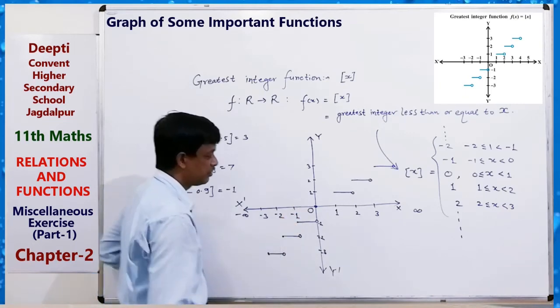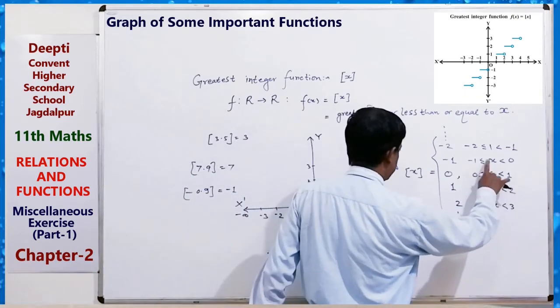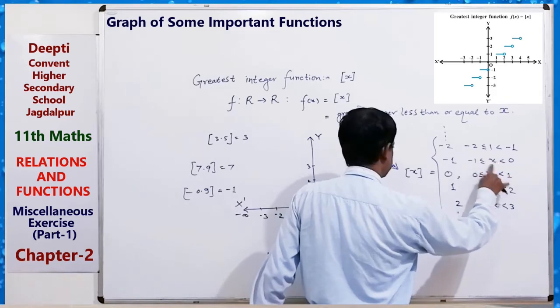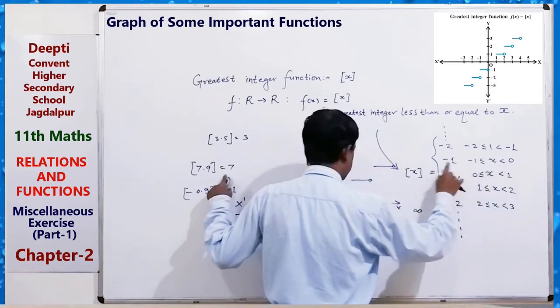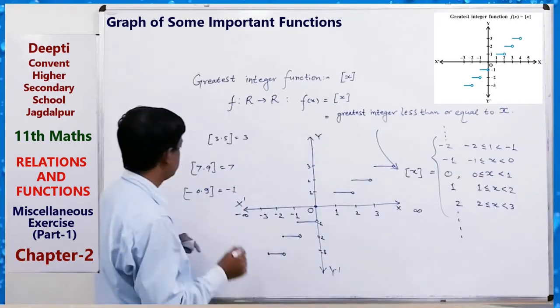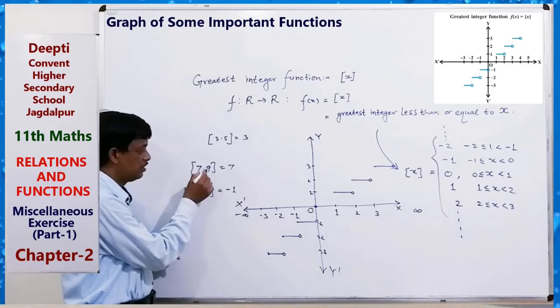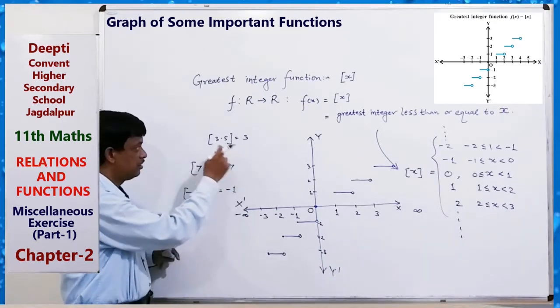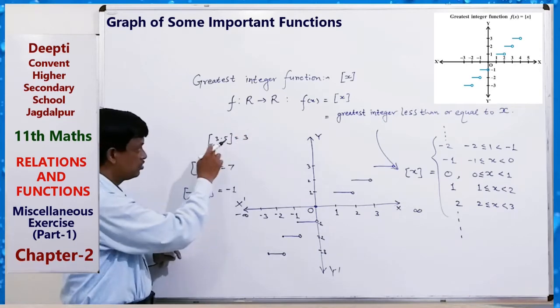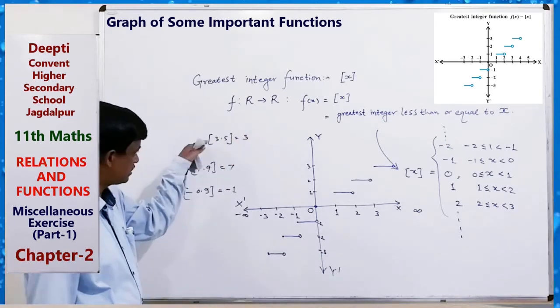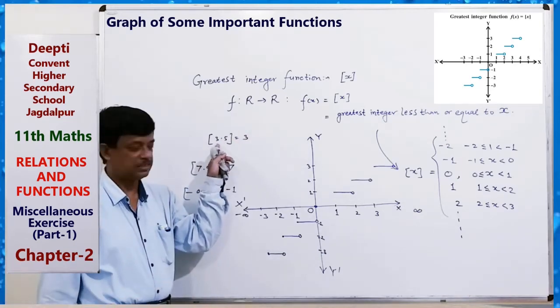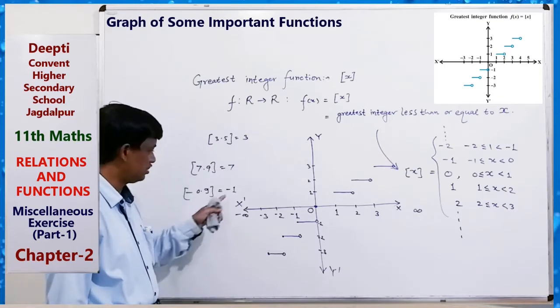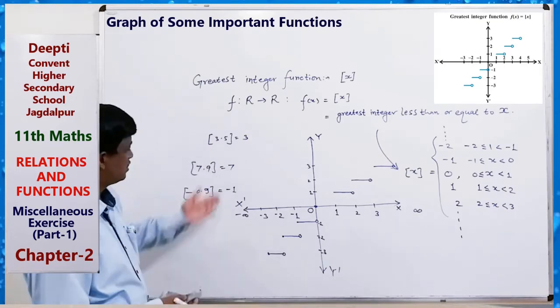So the value is -1. 7.9 is lying in which interval? 7 to 8. This is 3 to 4. So this is equal to 3. Just less than or equal to the integer. Just less than or equal to the integer minus 1. Okay, so the value of this is this.